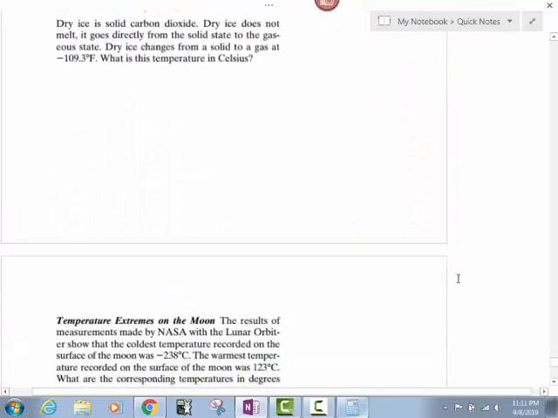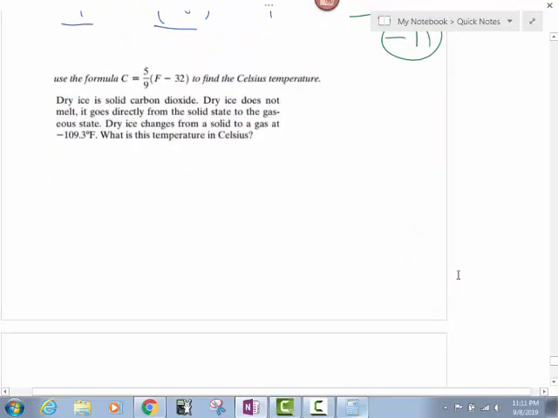Alrighty. So we got a couple more problems here. It says use the formula C equals 5 over 9 times F minus 32 to find the Celsius temperature. So let's take a look. It says dry ice is a solid carbon dioxide. Dry ice does not melt. It goes directly from the solid state to a gaseous state. Dry ice changes from a solid to a gas at 109.3 degrees Fahrenheit. Excuse me, negative 109.3 degrees Fahrenheit. What is this temperature in Celsius?